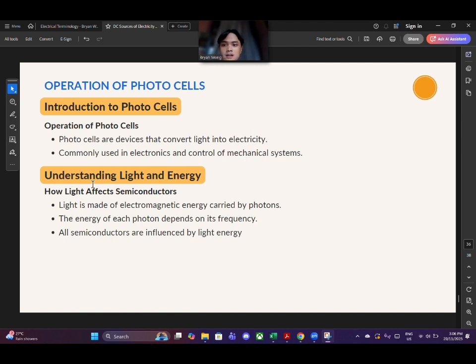How does light affect semiconductors? Light is made of electromagnetic energy carried by photons. The energy of each photon depends on its frequency. All semiconductors are influenced by light energy.